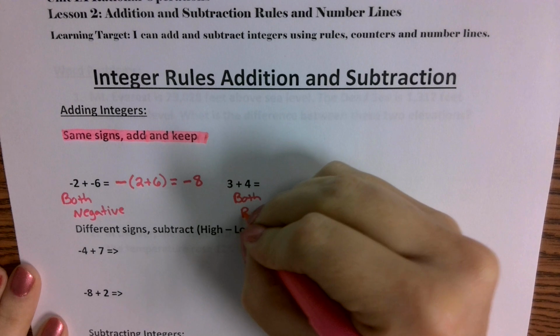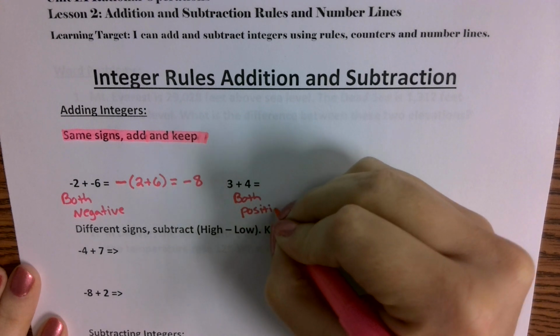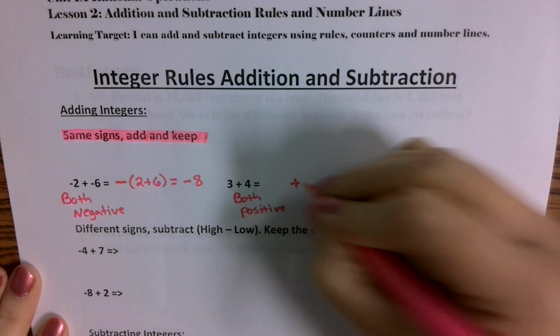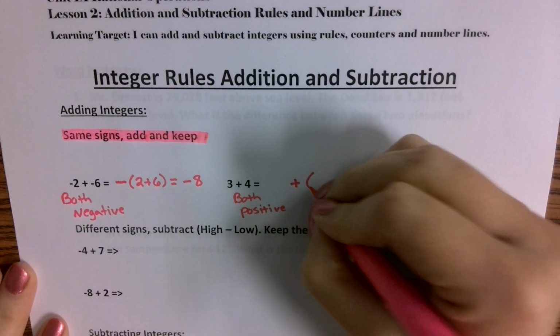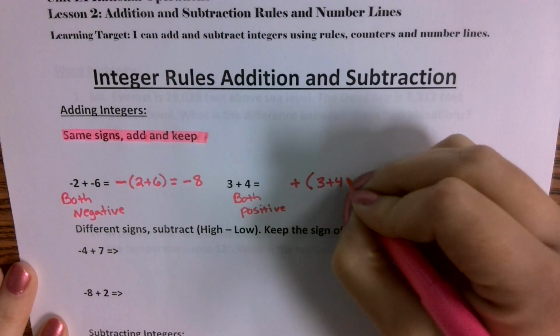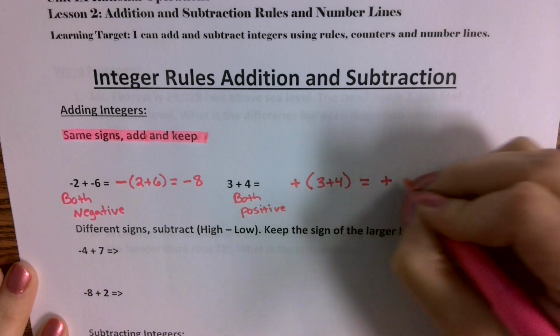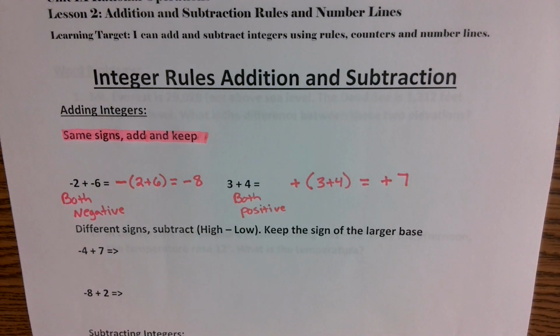Same thing if they are both positive. These ones are both positive. So essentially, it's like I'm removing a positive sign, and then in parentheses, I'm focusing on just what 3 and 4 are going to equal, which gives me a positive 7, or just 7. You don't have to write the plus sign for a positive value.